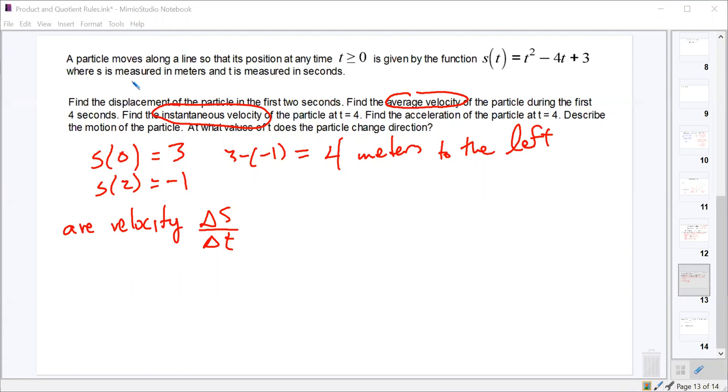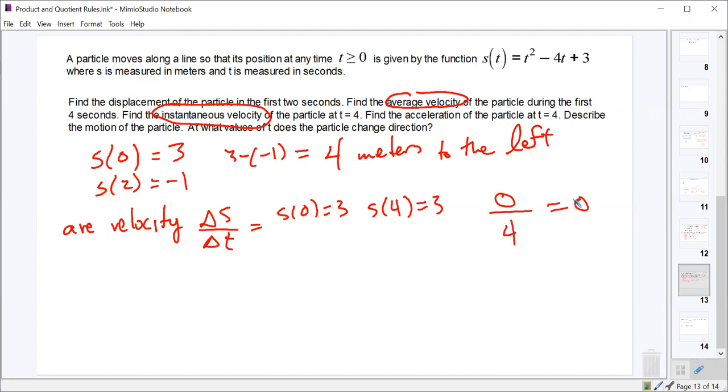I don't think there is a change in position. Yeah, there is no change in position because at s of 0, it's at 3, and s of 4, it's also at 3. So that's 0 over the change in time, which is 4. So 0. Our average velocity is 0 meters per second. Everybody good with that?